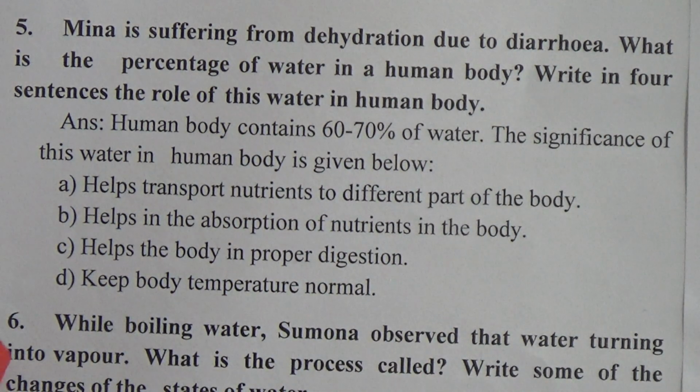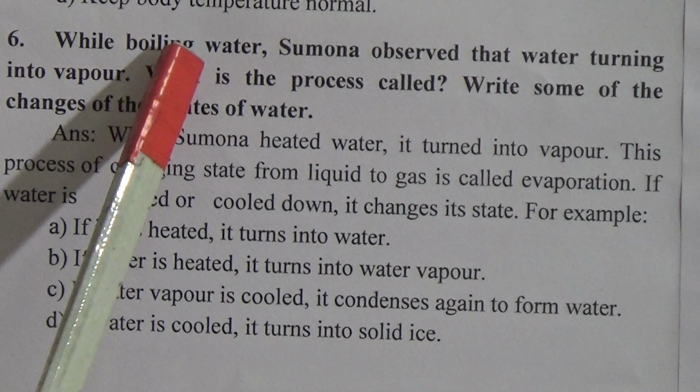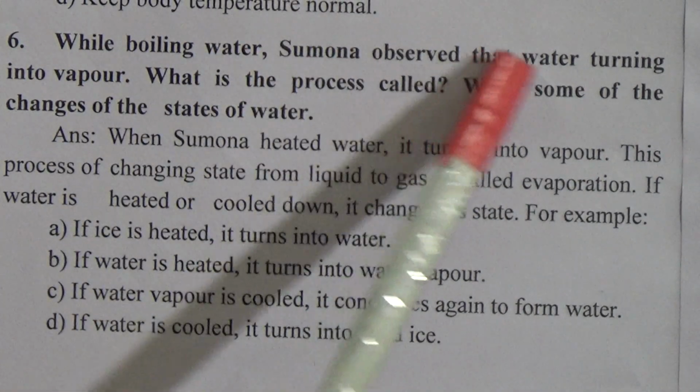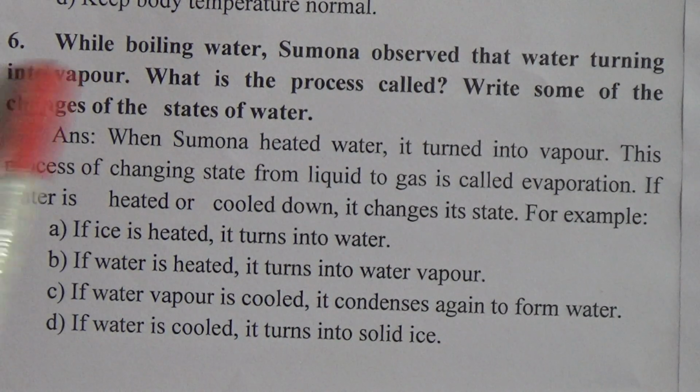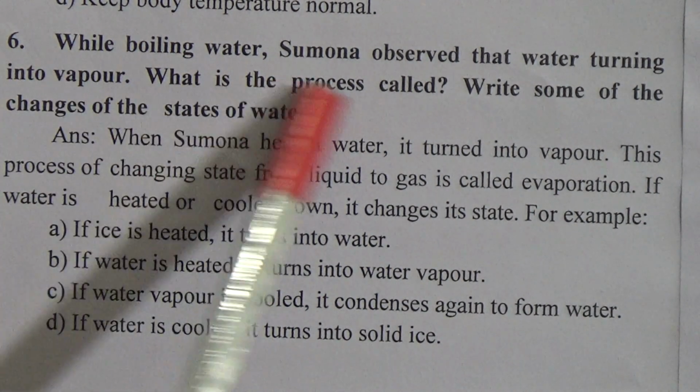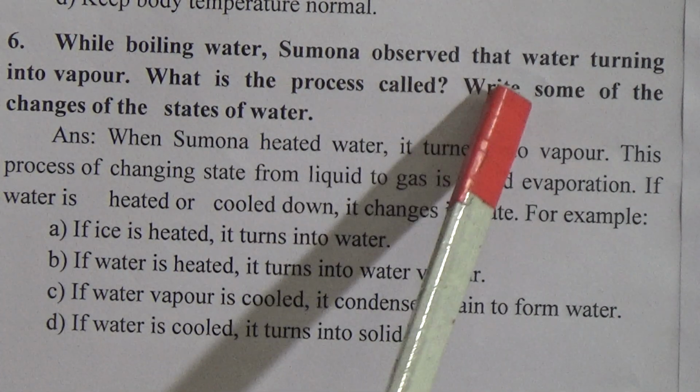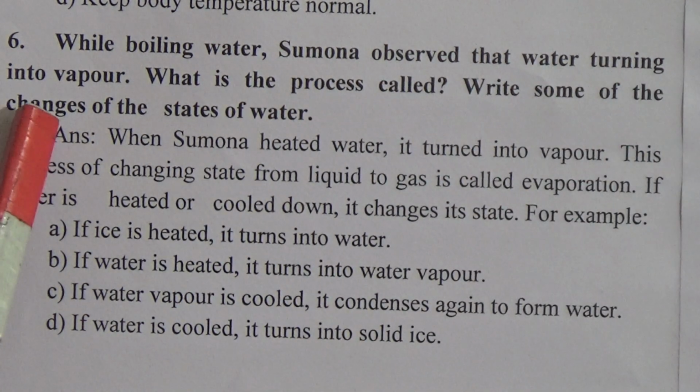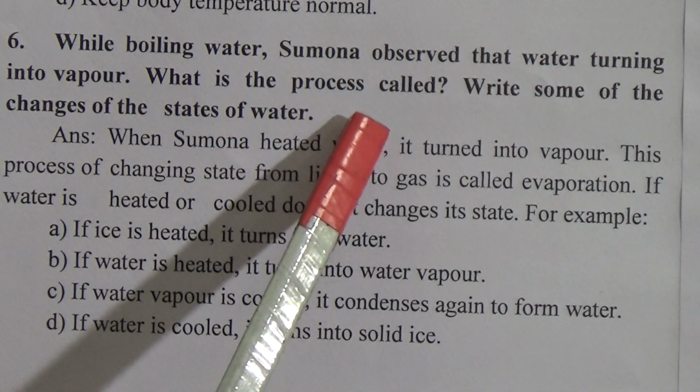Come to question number 6. While boiling water, Sumona observed that water turns into vapor. What is the process called? Write some of the changes of the state of water.